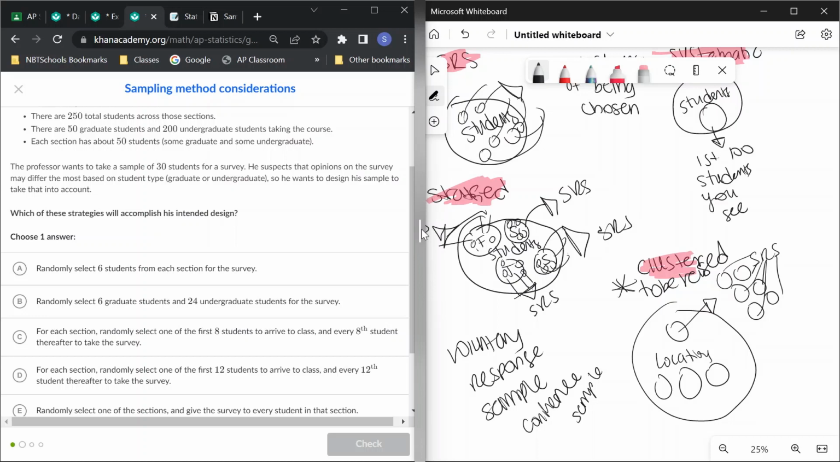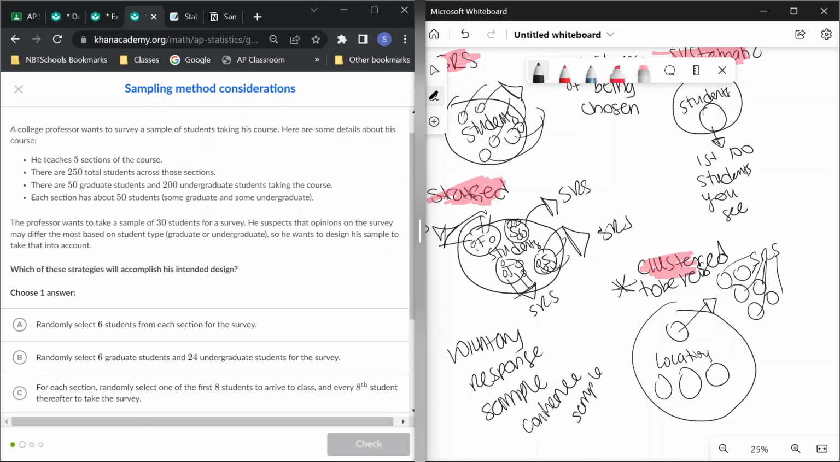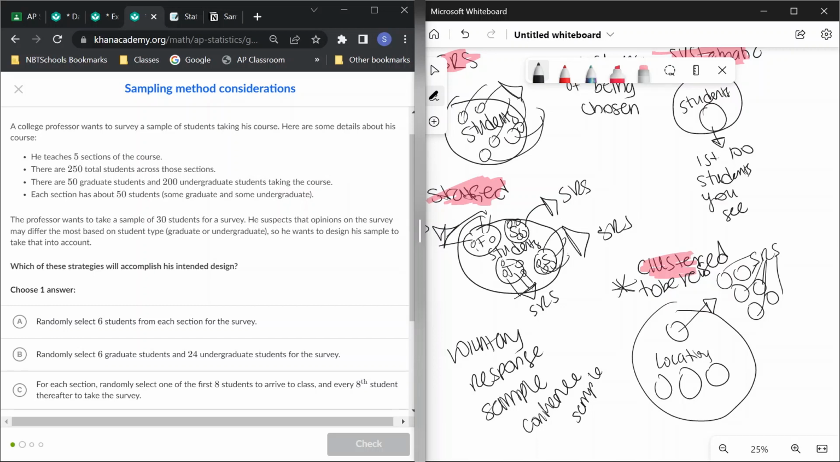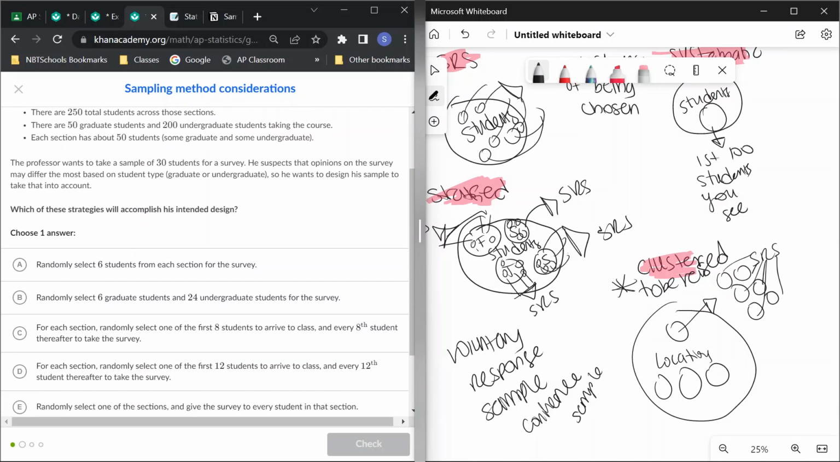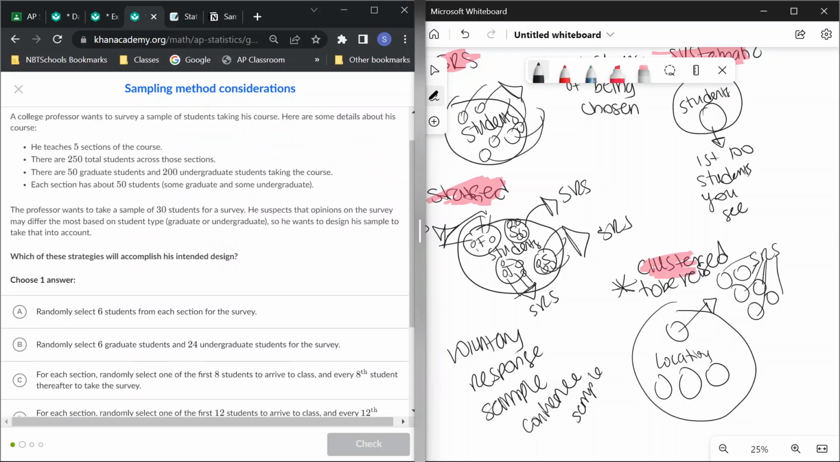The professor wants to take a sample of 30 students for a survey. He suspects that opinions on the survey may differ based on student type, so he wants to design his sample to take that into account. So, undergraduate versus graduate.